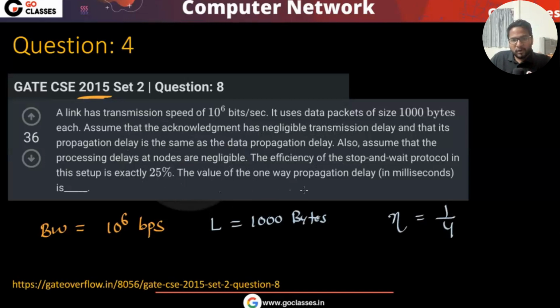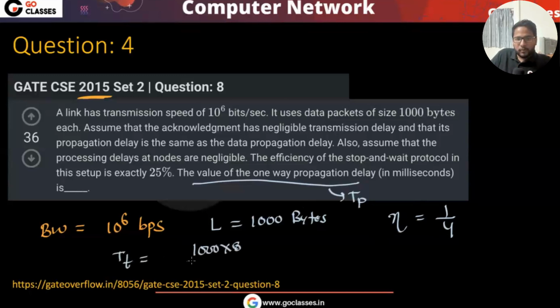The value of one-way propagation delay, which means they are asking for one-way propagation delay. Can you understand what this means? They're asking for TP in milliseconds. So they have given the efficiency. Now the TT will be length upon bandwidth. So 1000 into 8 upon bandwidth 10⁶. That ultimately will be in seconds. They're asking in milliseconds, so let me multiply by 10⁶. So this is 8 milliseconds. Is this fine to everyone? Okay.